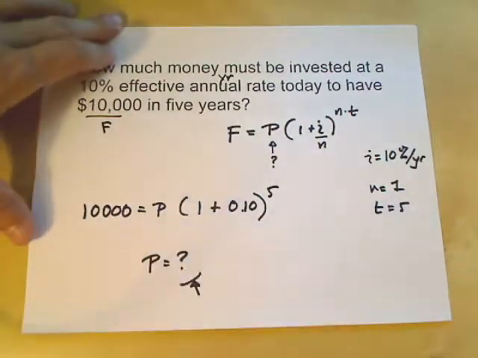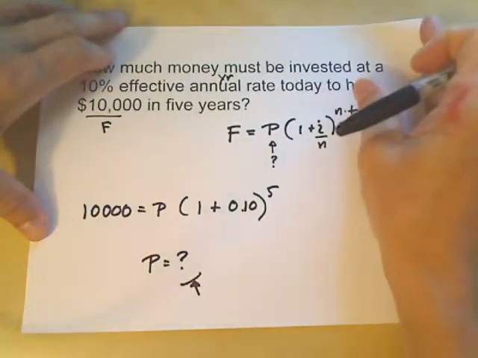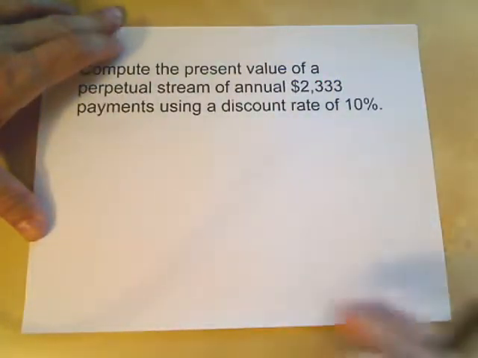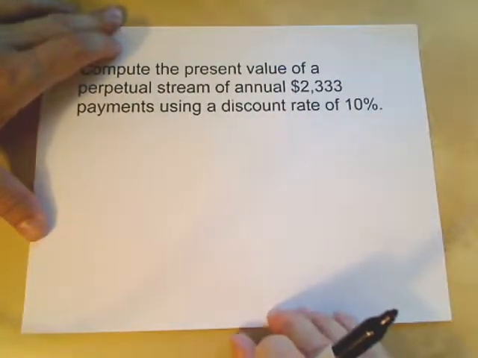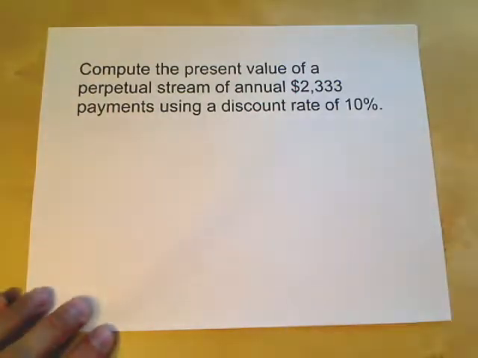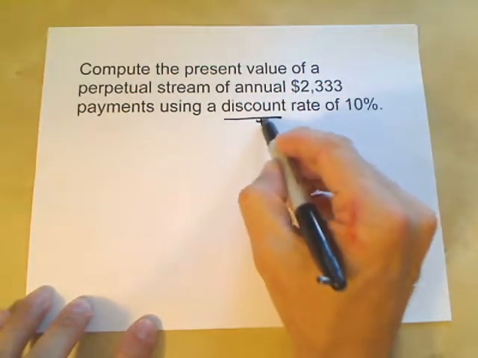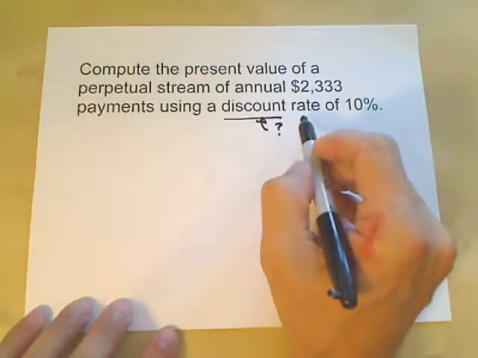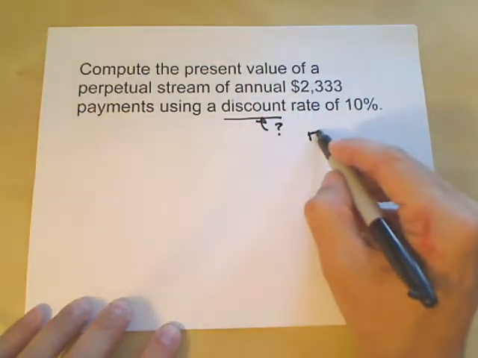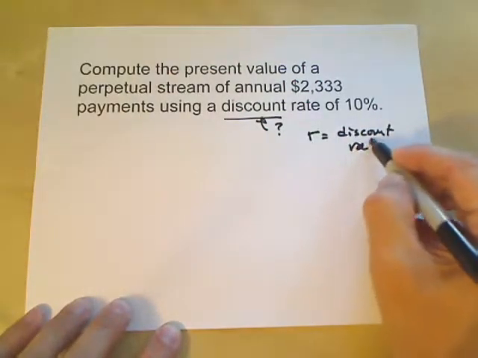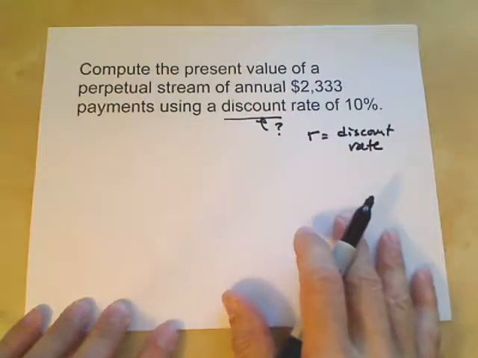We're going to keep going. We're a little more than halfway through this set of problems. Compute the present value of a perpetual stream of annual $2,333 payments using a discount rate of 10%. There's a difference between a discount rate and an interest rate, and we haven't seen this yet. For the discount rate, I'm going to use R. But this problem raises a lot of new issues for us.